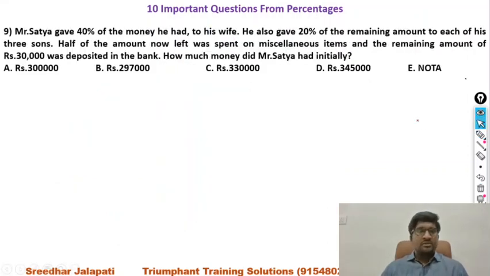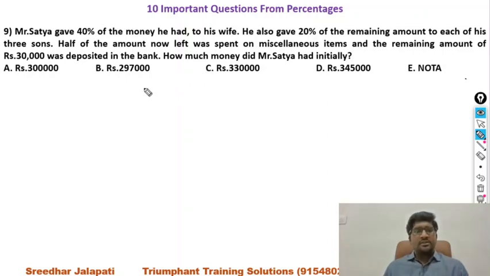Let's move to the 9th one, last but one from percentages. Mr. Satya gave 40% of money he had to his wife, and this is another regular model. Something to some, remaining to somebody, remaining to some expenditure, all that. Finally, he is left with this much. What is the total? Quite a regular question. So those who want to try the question, pause the video and try.